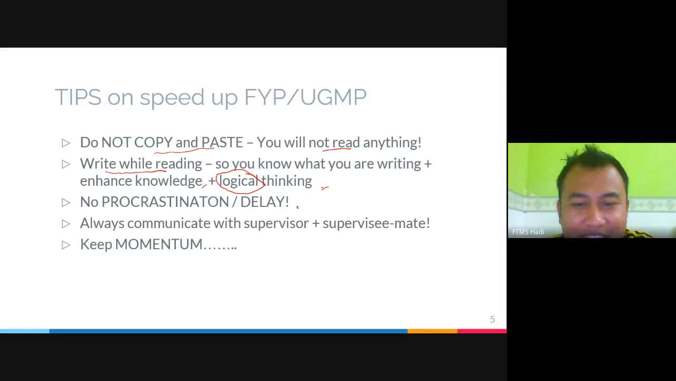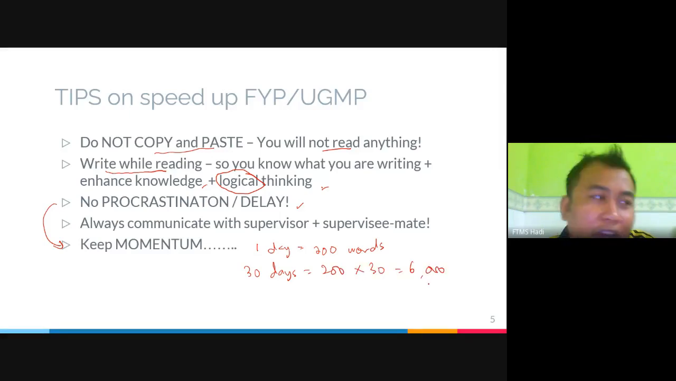Okay, procrastination, do not, because it is related to momentum. All right, I'll skip down to the momentum first. What I'm doing here is like this. Let's say one day I will do 200 words. Can you imagine if you do it for 30 days? 200 multiplied by 30 is 6,000. For an FYP student, complete already within 1 month. So one day is 200 words. 200 words is not a big deal.